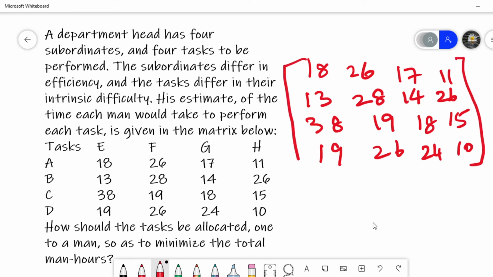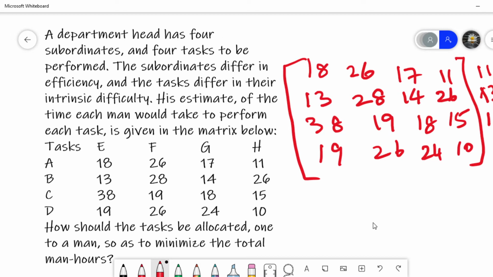First we do the row reduction. How do we do it? Just find the smallest number in the row. In the first row, 11 is the smallest number. In the second row it is 13. In the third row it is 15. In the fourth row it is 10. Then we are going to subtract this number from each cell value.